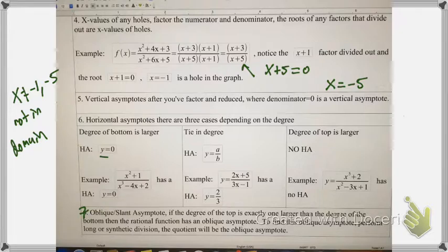If the degree of the top is exactly 1 larger than the degree of the bottom, then the rational function has an oblique asymptote. To find the oblique asymptote, perform long or synthetic division, and the quotient will be the oblique asymptote. We won't care about the remainder over the divisor.